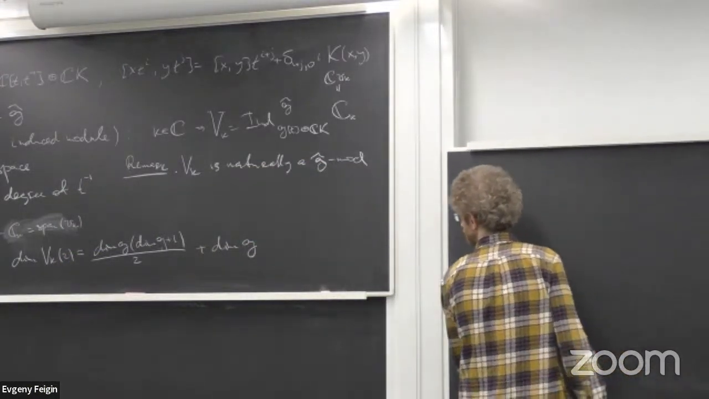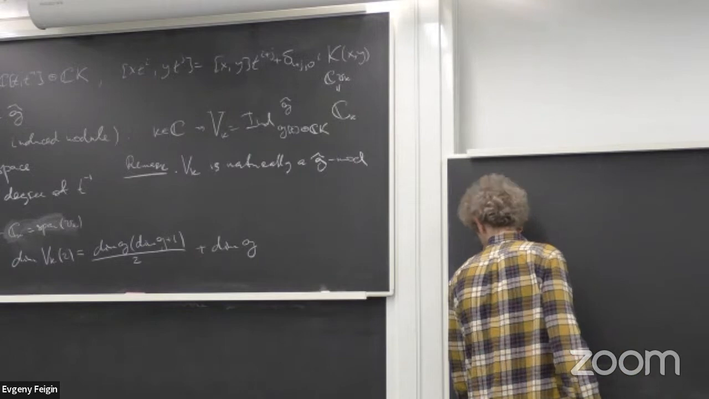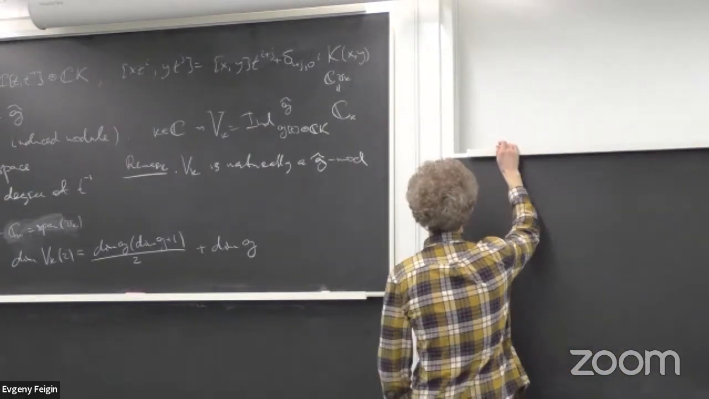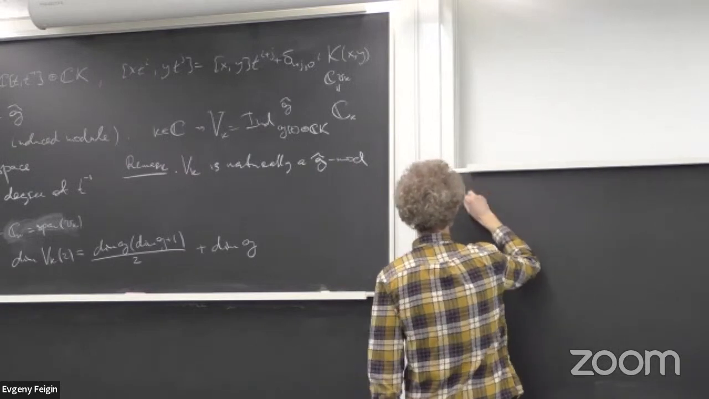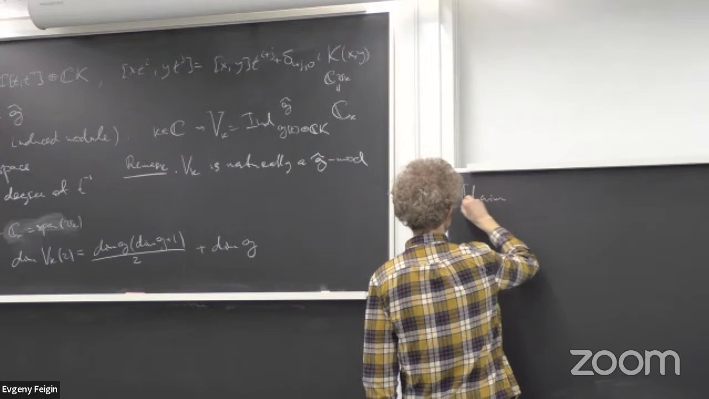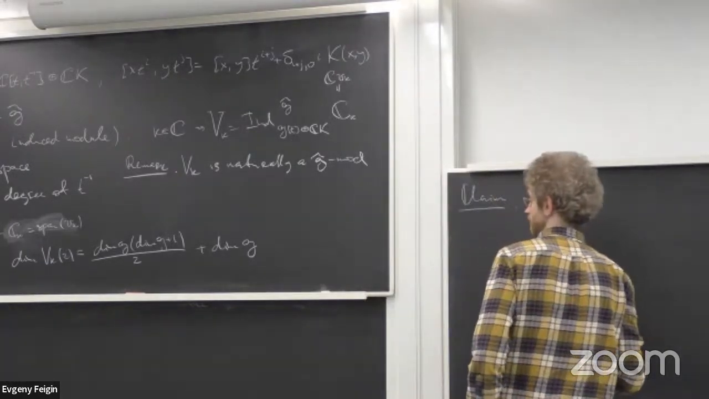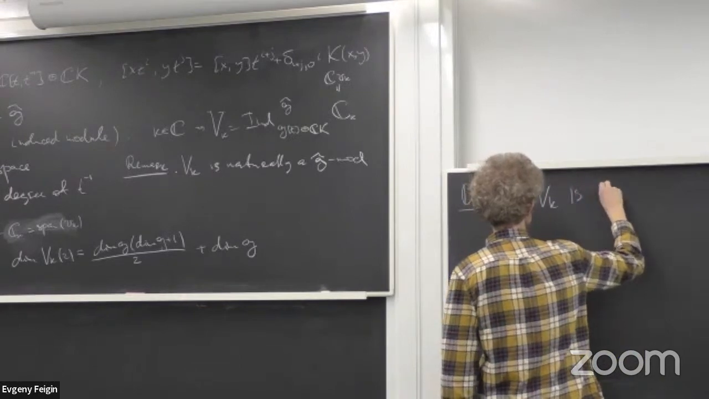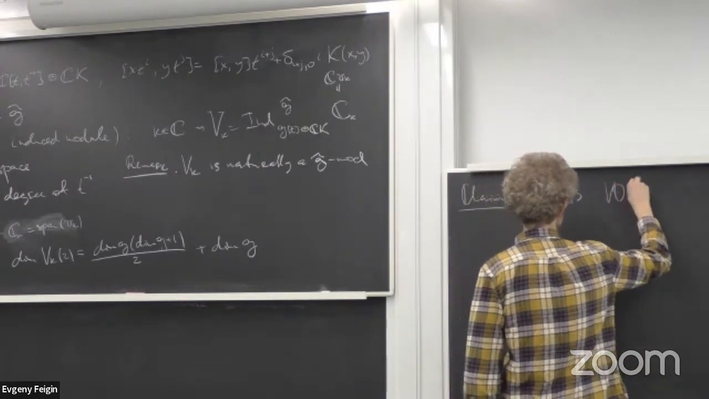Okay, so now the claim is that Vk is a vertex superalgebra.